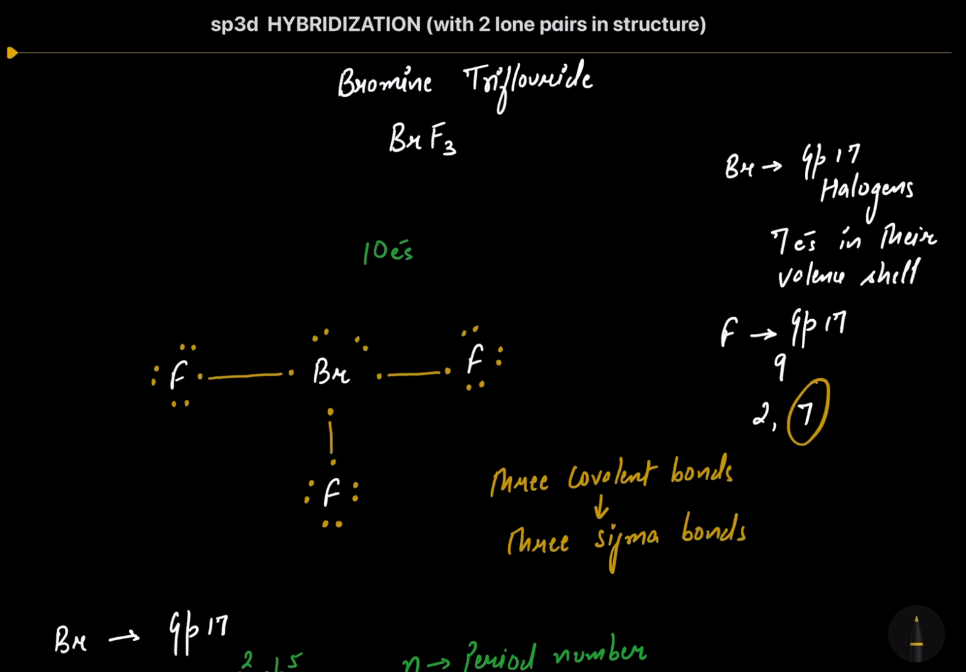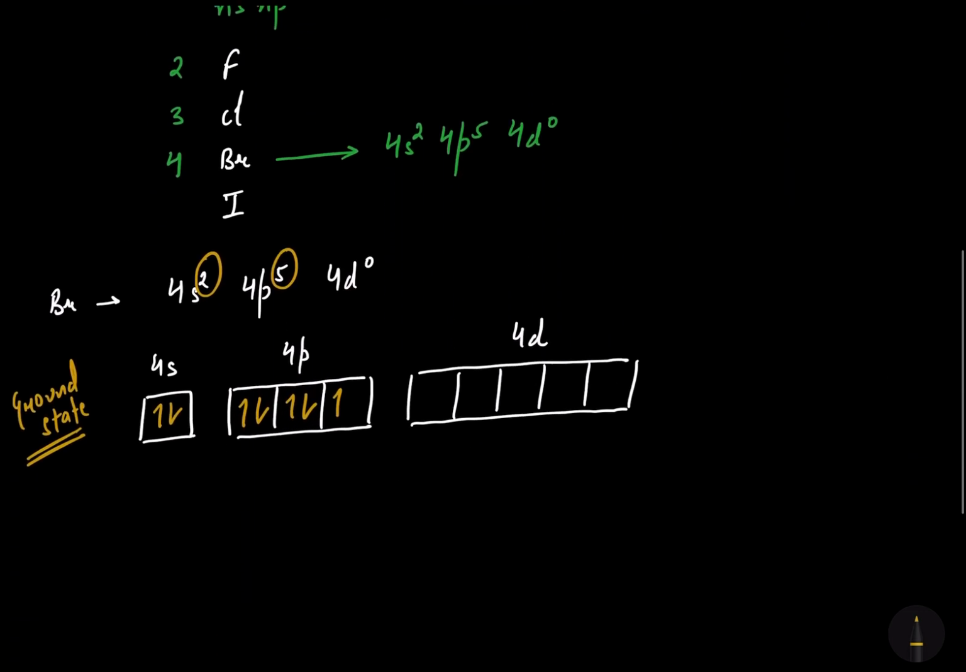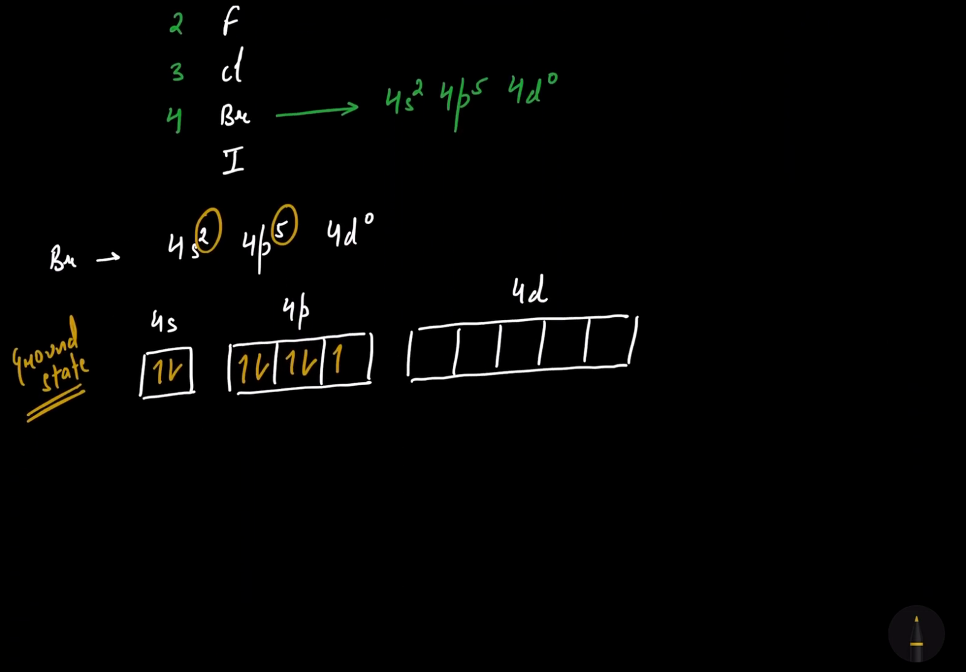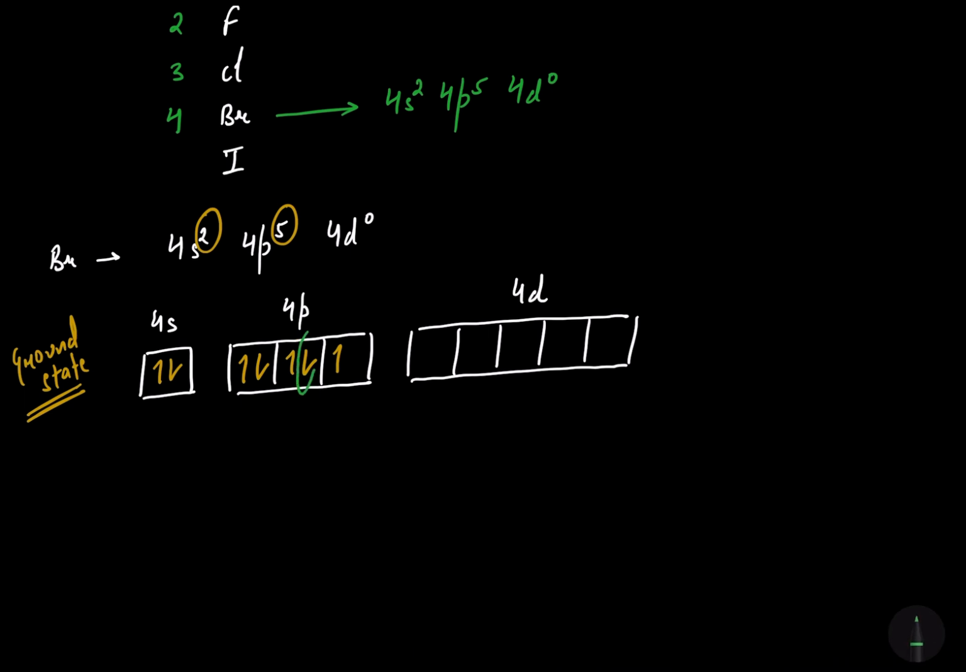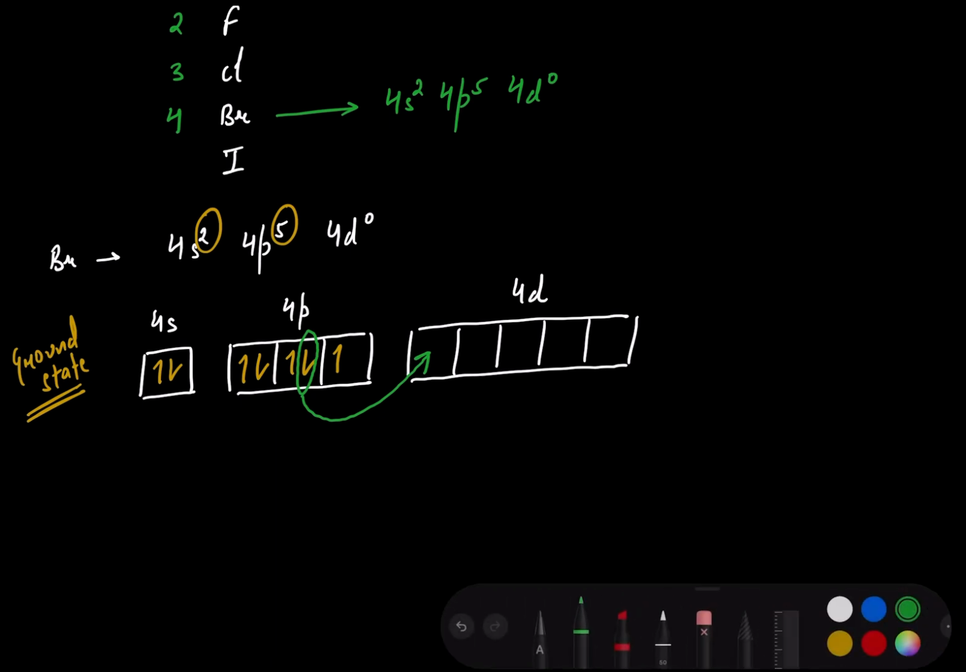For the formation of 3 sigma bonds, the bromine must have 3 atomic orbitals containing 1 electron each, so that these 3 orbitals of bromine can overlap with the orbitals of fluorine for the formation of 3 sigma bonds. So what we are going to do now is, 1 electron from the 4p orbital will get excited to the 4d orbital. In this way we can have 3 unpaired electrons in 3 different atomic orbitals for the formation of 3 sigma bonds. So now let's make that.